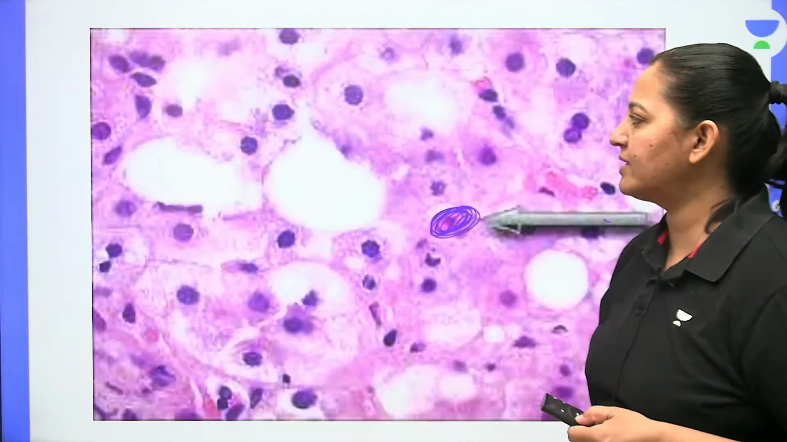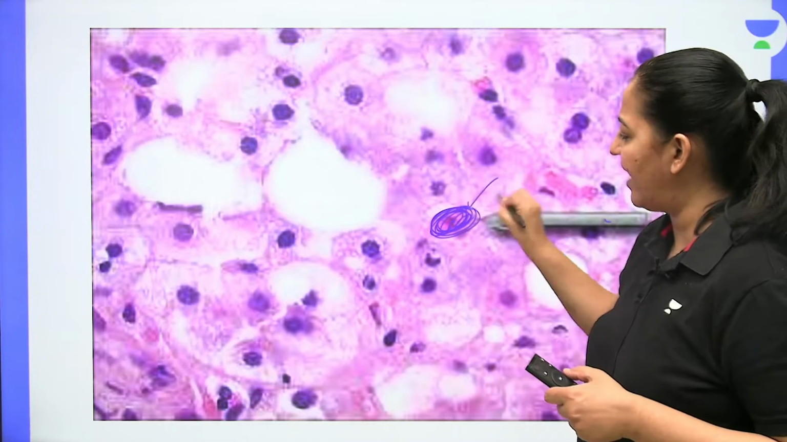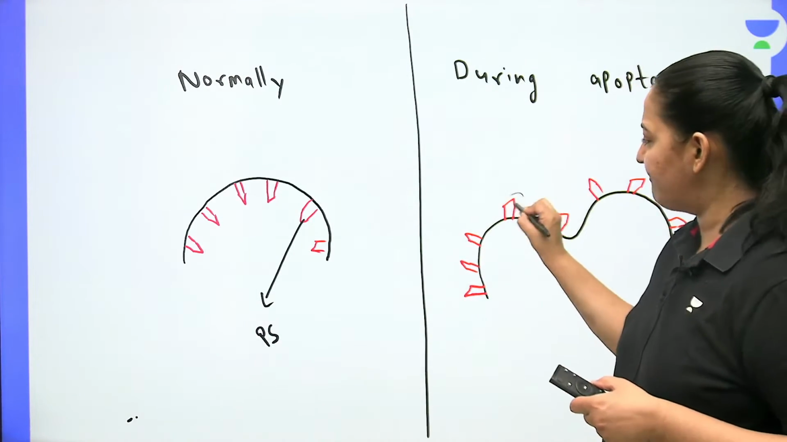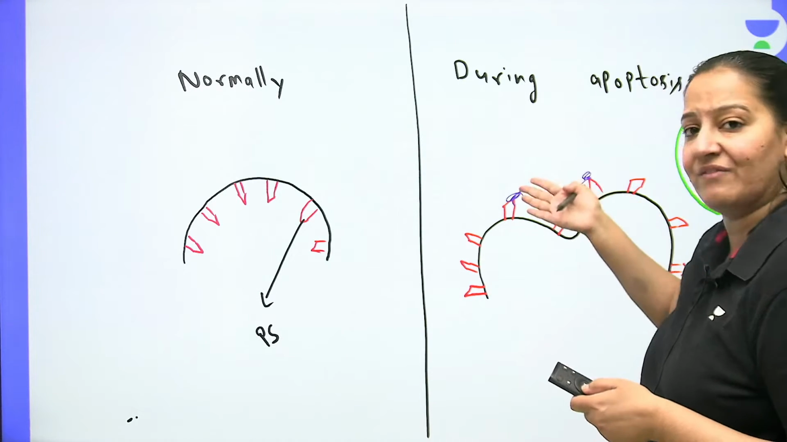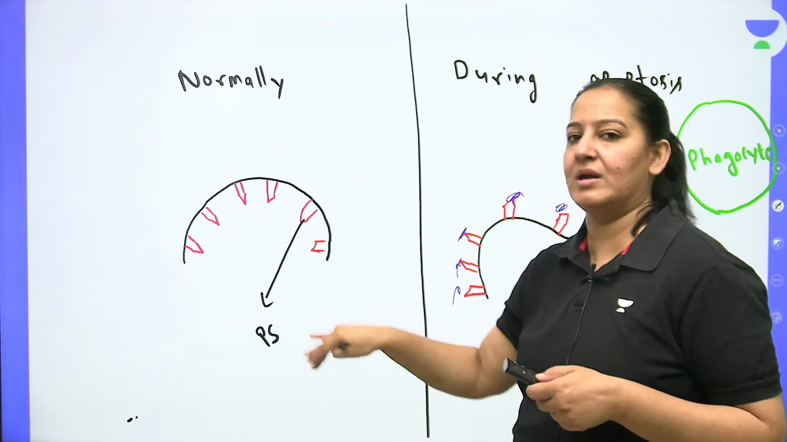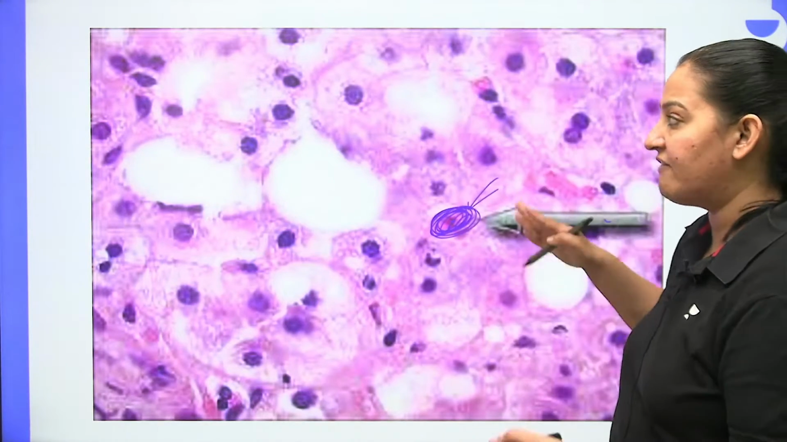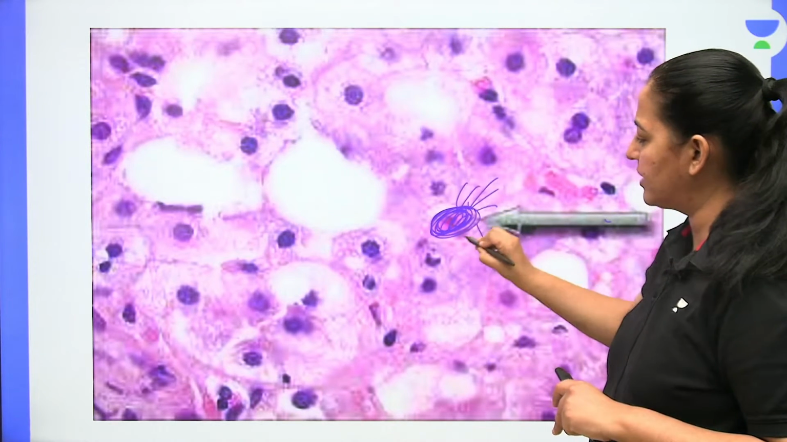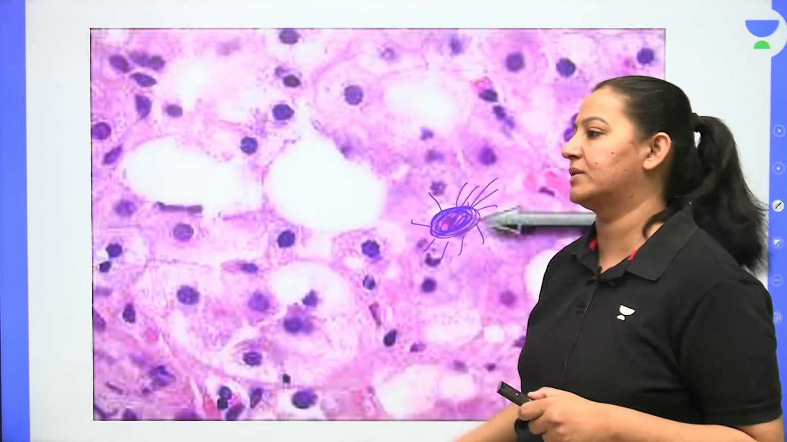So annexin 5. What is the principle of annexin 5? Why only the apoptotic cell among all cells is taking annexin 5 and not others? Annexin 5 binds with phosphatidylserine. In an apoptotic cell, the phosphatidylserine is on the outer surface, so annexin 5 will bind with that. But in a normal cell, the phosphatidylserine is on the inner surface, so annexin 5 will not stain the normal cell. So on this slide, all the cells have phosphatidylserine on the inner surface, but this cell has phosphatidylserine on the outer surface. So annexin 5 will bind with this cell and stain it, giving it a different color compared to others. This is the principle.